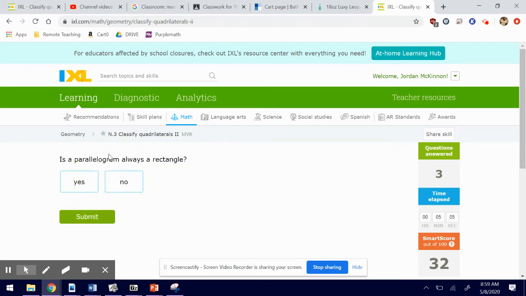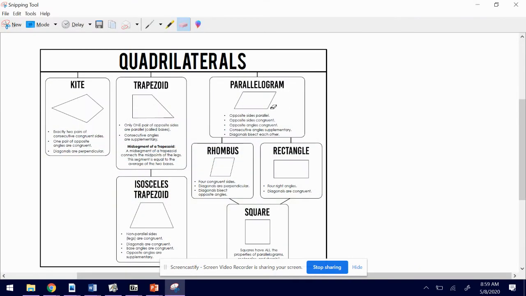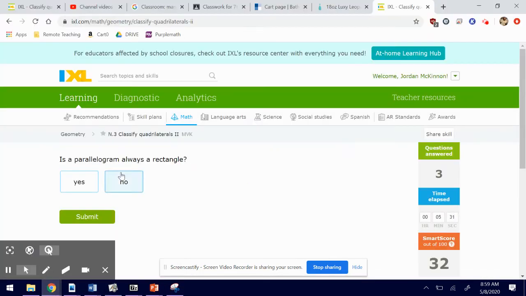Is a parallelogram always a rectangle? Okay, so let's go back and let's look at this graphic organizer. If I have a parallelogram, it could also be a rhombus, or a square would also be a rectangle. A parallelogram could also be a rhombus. So just because something's a parallelogram doesn't mean that it's got to be a rectangle. So we're going to say sometimes. Oh, is it always? No, it's not. Is a parallelogram always a rectangle? No, because it could be a rhombus.